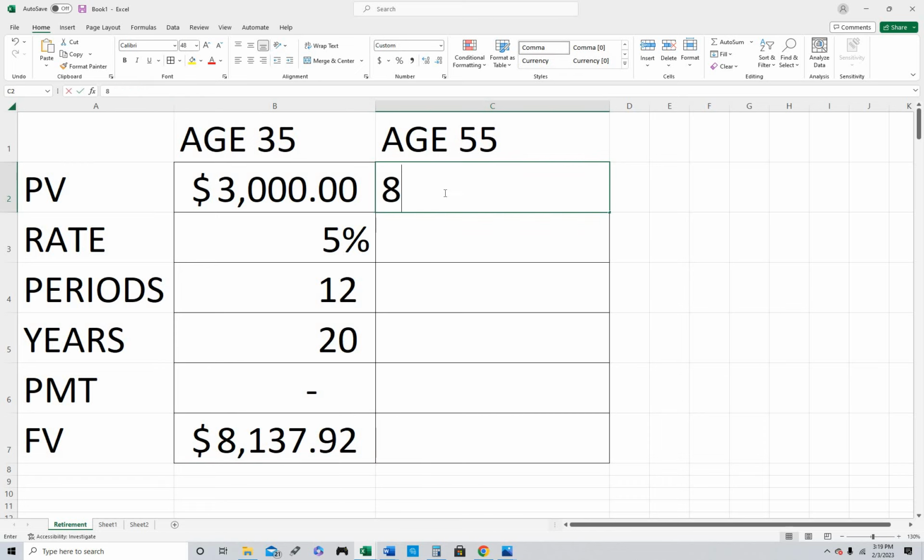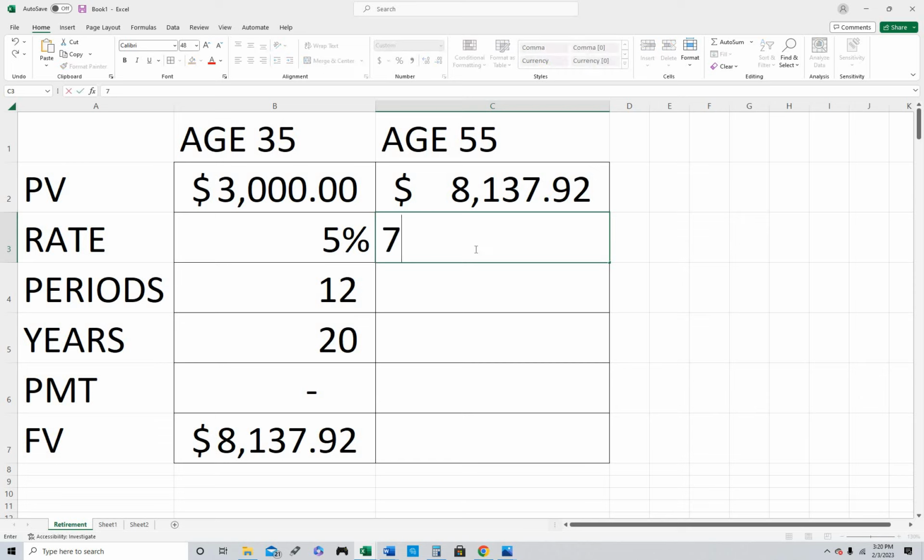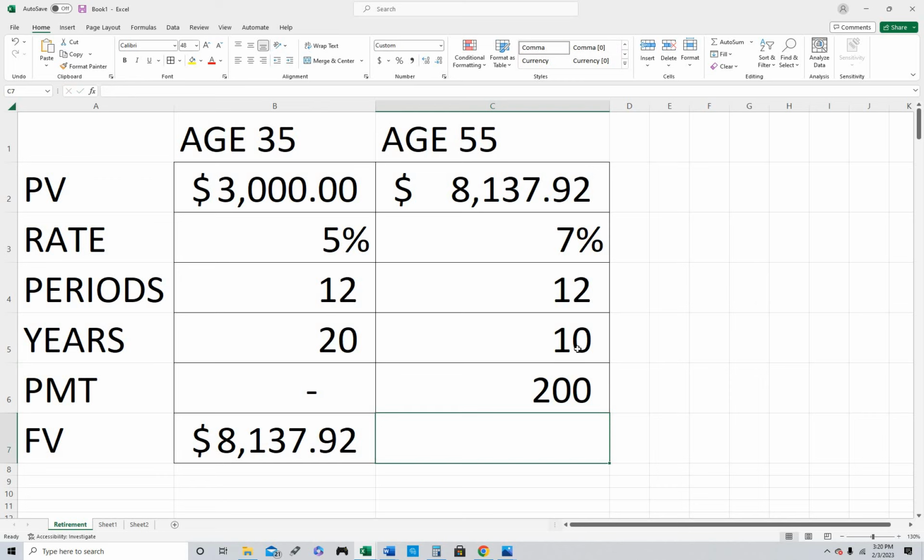Now we're going to take that $8,137.92 and we're going to reinvest it when we're age 55. In this case, we're going to reinvest it at 7%. Still going to be compounded 12 periods. There we go. And then there's going to be 10 years left until we retire at age 65. Bear in mind, we also are going to add $200 at the end of every month towards our investment. So what is the future value going to be? We're going to start out at $8,000 and we're going to add $200 a month at 7%. Well, it should be a greater increase.